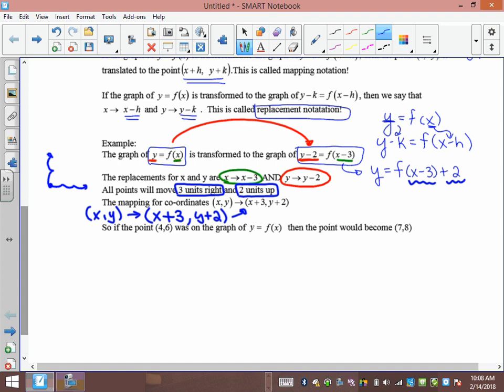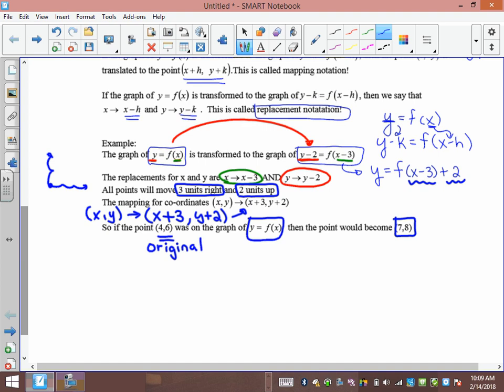Okay? So we have the point 4, 6. It was on the graph of y equals f of x. So this is telling you, you have to read this thoroughly. They don't put any extra words in math. If they have a word, it's there for a reason. So we have the point 4, 6. It's on the graph of y equals f of x. So they're telling you this is an original point. It's not on the transformed graph. It's on the original graph because it's on the graph of y equals f of x. We agree? Then the point would become 7, 8.